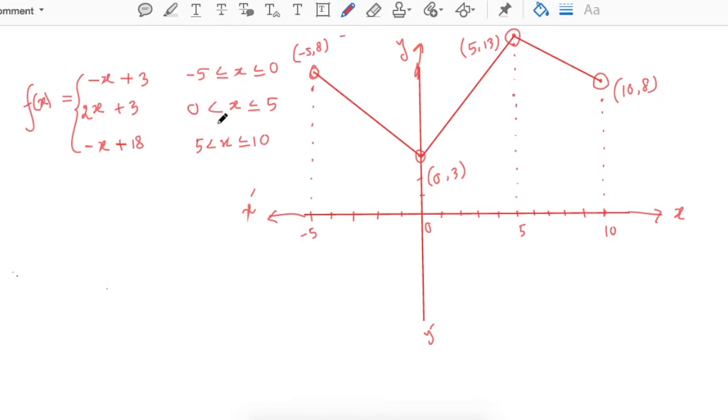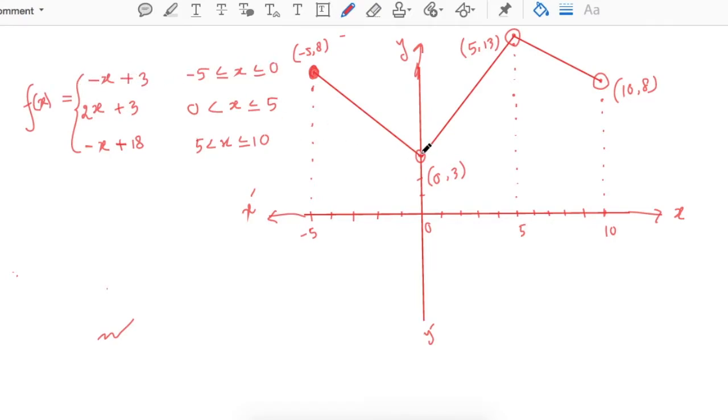And how many pieces are there? There are three pieces or three parts of this function. All of them are linear lines. So the first piece starts at -5 and ends at 0. Let us put -5 here. If x equals -5, then f(x) will be 8. Therefore the initial point of the first line will be (-5, 8), and it will end at 0. When x equals 0, f(x) will be 3.